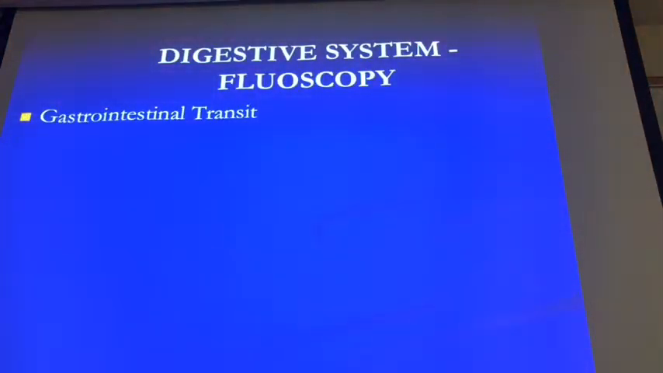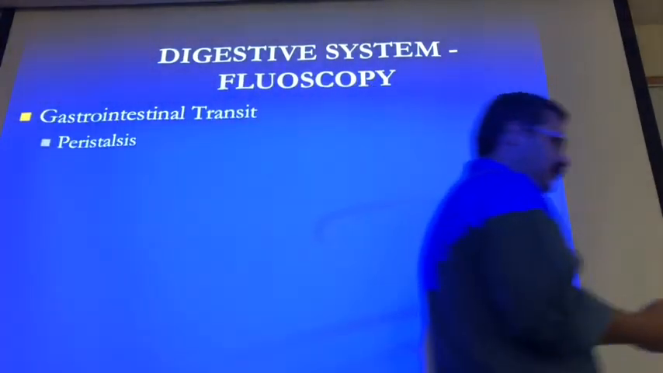When we look at the digestive system, to be able to image the digestive system under X-rays, you need contrast media and also fluoroscopy. Why fluoroscopy? Because fluoroscopy gives you live X-rays, and then you can see movement. As the contrast media moves through the intestines, you can see it. Okay, and so that's why fluoroscopy is needed. You look at the gastrointestinal transit. You're going to look for peristalsis.